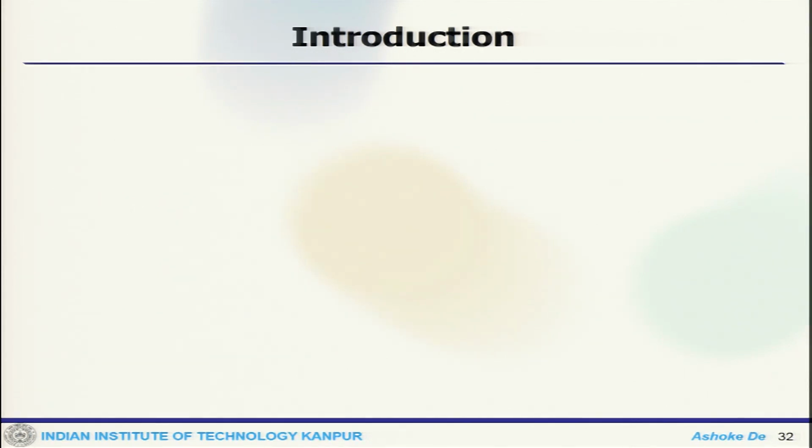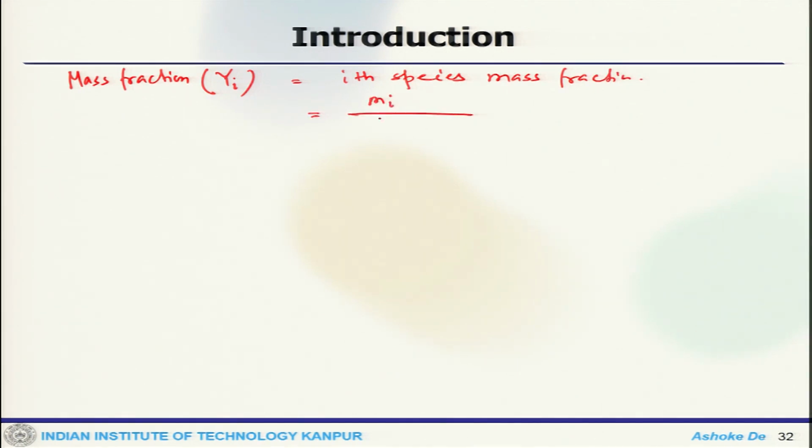Now, another important definition is the mass fraction, because these are some of the fundamental definitions one would require as we move along. So, this is again the ith species mass fraction. How do we define it? It is the individual species mass divided by the summation of mj from j equals 1 to S. So, it is the mass of the ith species divided by the total mass of the system. That is how you define the mass fraction.